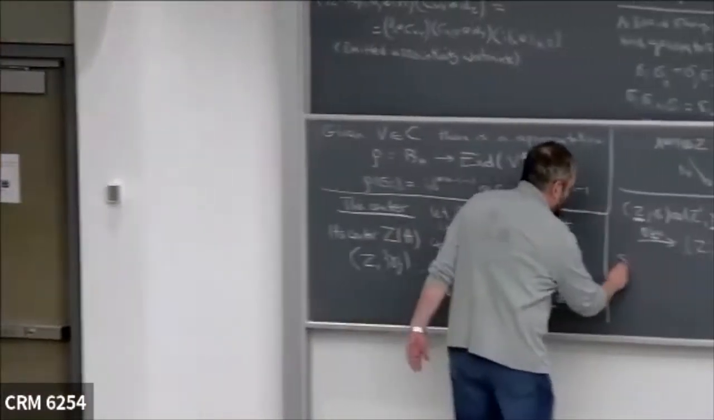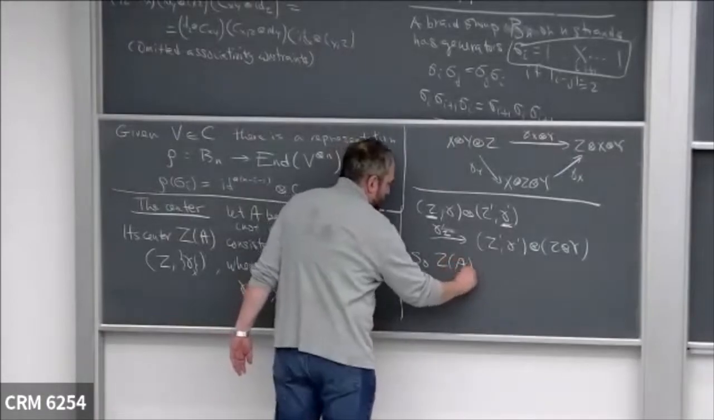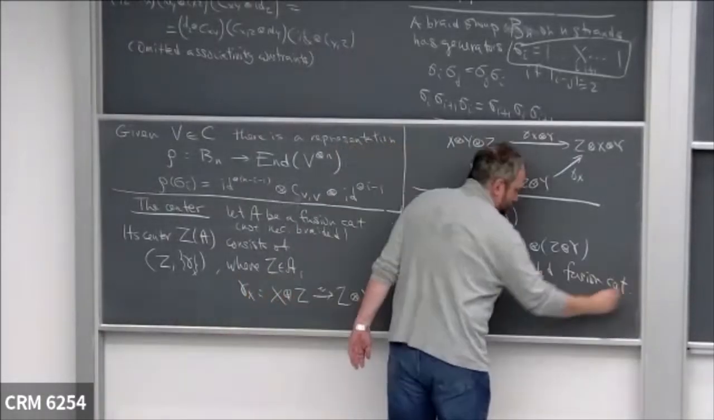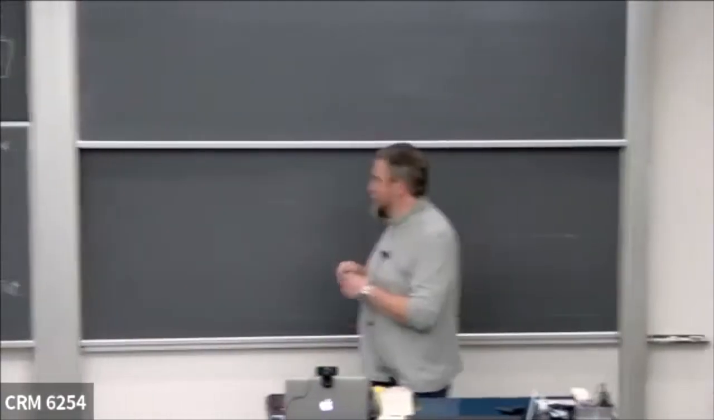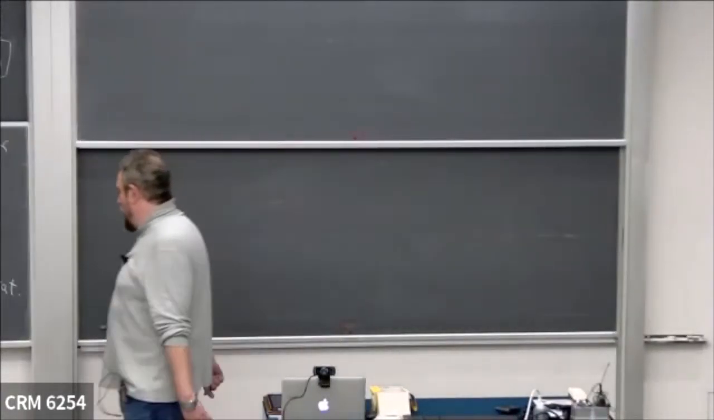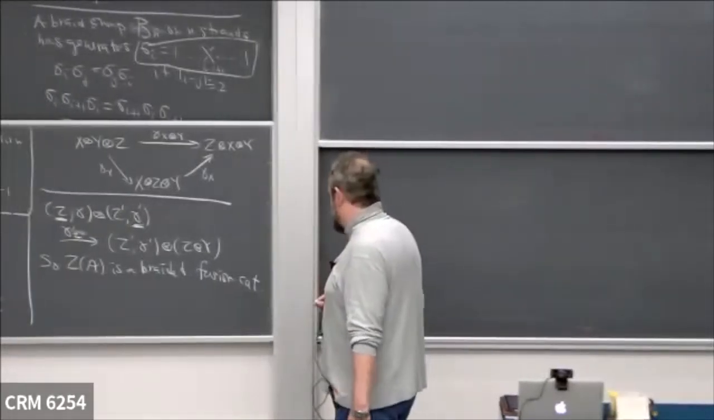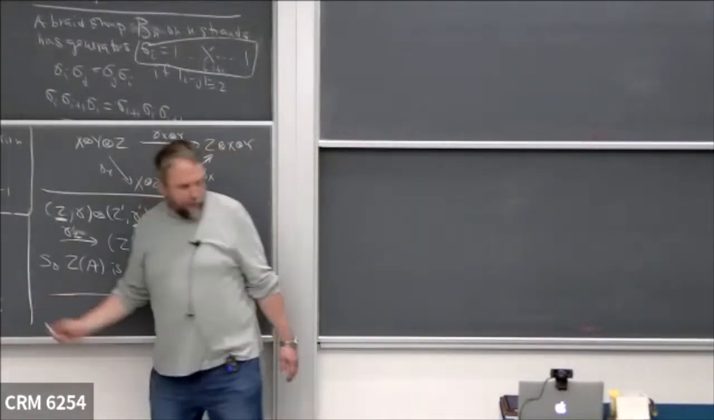So ZA, the center of A, is braided, which is to be expected, right? The center of a ring is commutative. The center of a fusion category should be commutative in the categorical sense of the word.